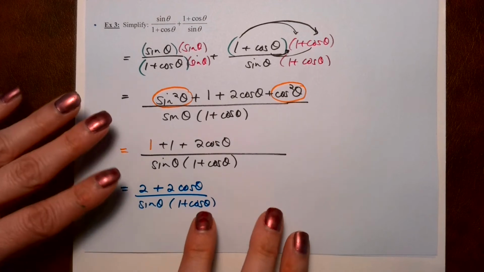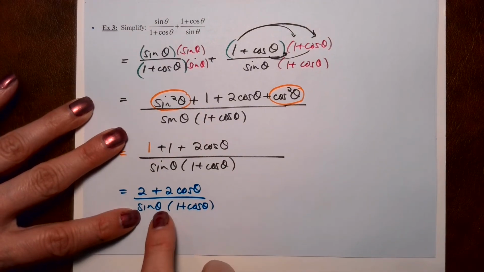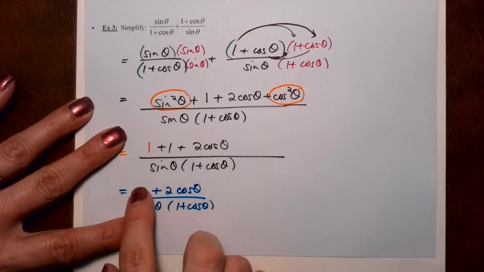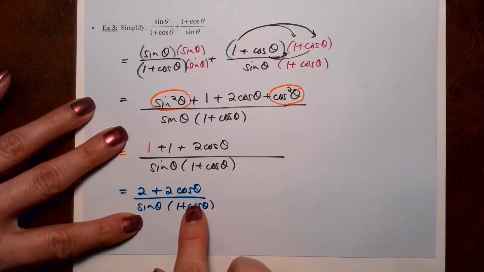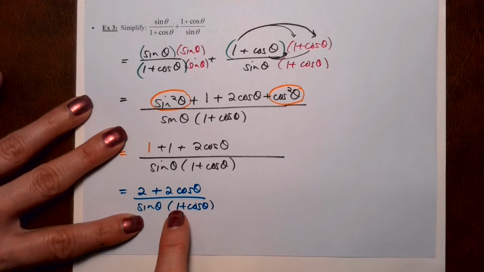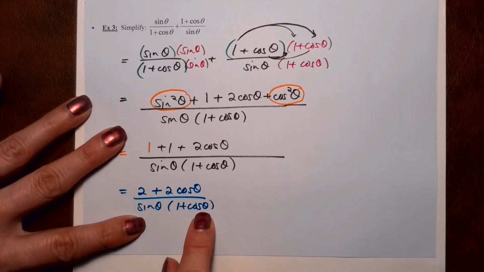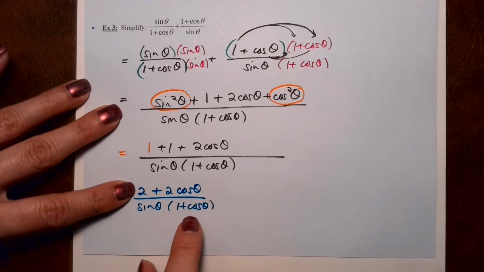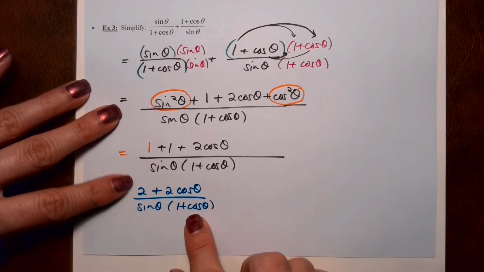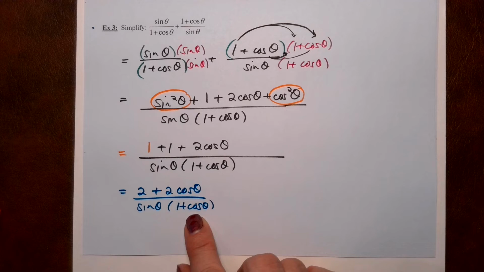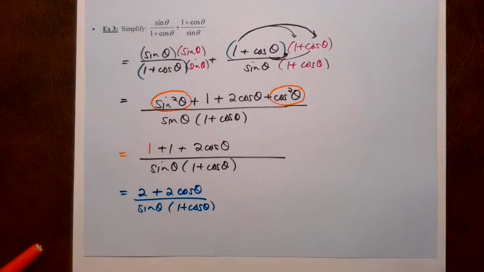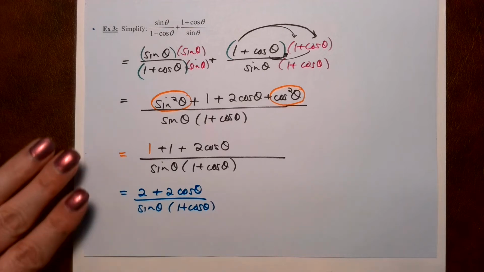I'm trying to think about canceling. There's no squares. We can't use Pythagorean. There's no sines. There is some cosines here, except this says 1 plus cosine, and this is 2 plus 2 cosines. Can I cancel the cosine with the cosine? No, we can't. Remember, whenever you get stuck in pre-calc, the answer is usually factor.